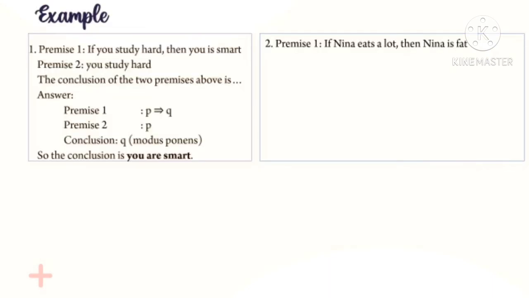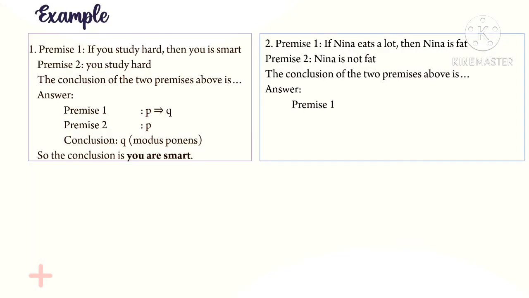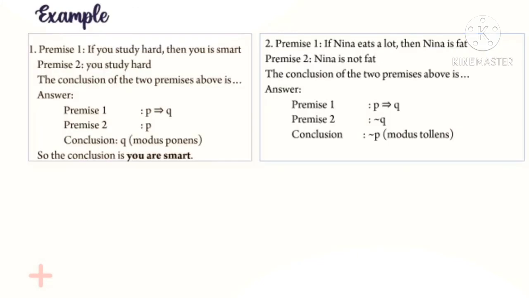Number 2, premise 1 is if Nina eats a lot, then Nina is fat. Premise 2 is Nina is not fat. The conclusion of the two premises above is blank. The answer is premise 1 is P then Q. Premise 2 is negation Q. Conclusion is negation P because this is modus tollens. So, the conclusion is Nina does not eat a lot.